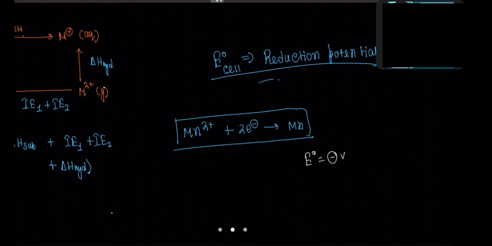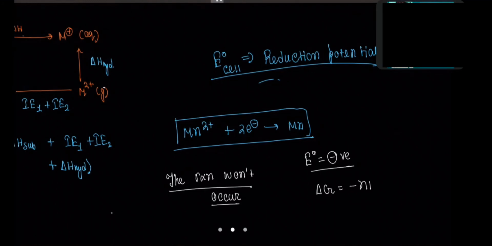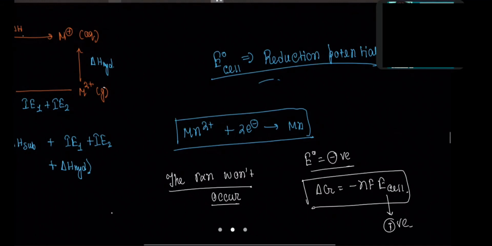Then would the reaction happen? What do you think? The reaction won't occur because the value is negative. So what you have to do is make it positive. Now you know that delta G equals minus nFE naught from electrochemistry. And if the value of E naught is negative, then what would happen? If E naught is positive, then delta G would be negative. And you know for a reaction to be spontaneous, delta G has to be negative. So E naught has to be positive as well.